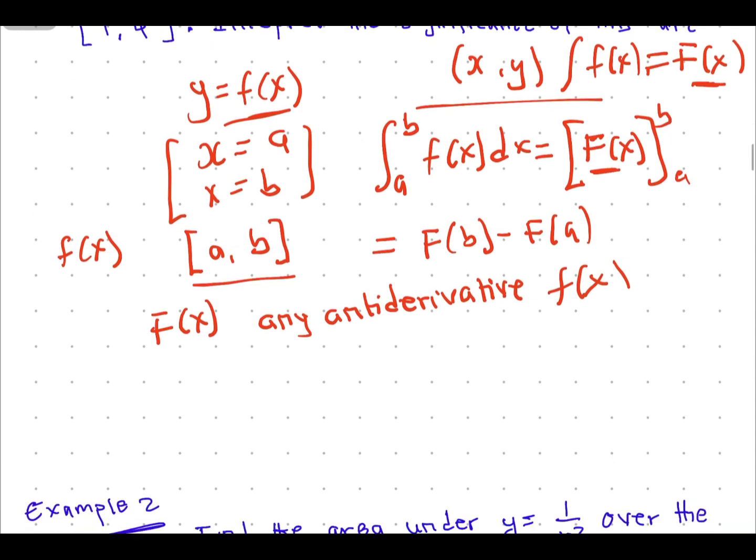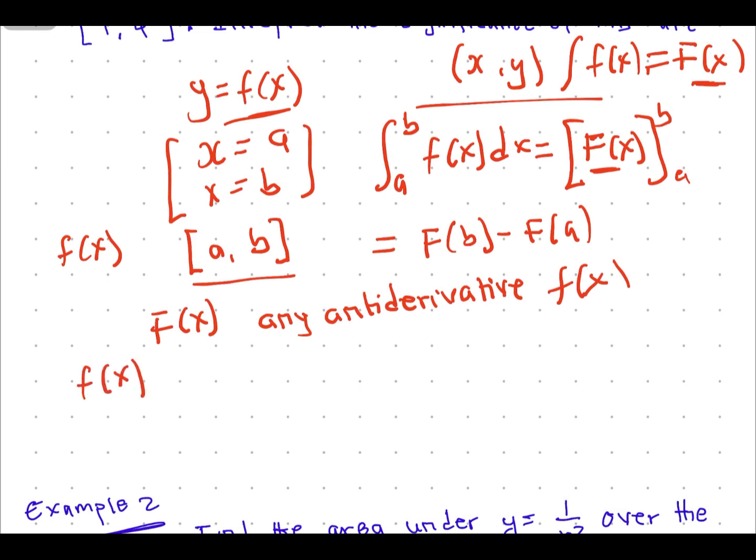We should note over here that any antiderivative of the function f of x will work in the above theorem. If we have two different antiderivatives, maybe F of x and G of x of f of x, then they must differ by a constant, maybe G of x equals F of x plus c for some constant value c. I'll use some examples to explain this so you can get it very well.